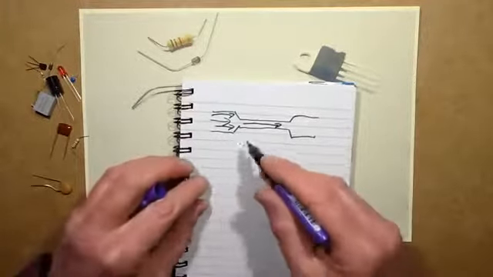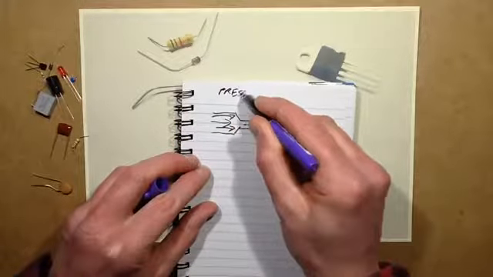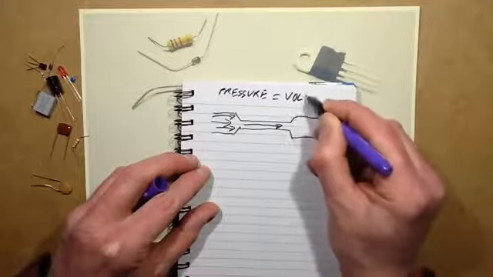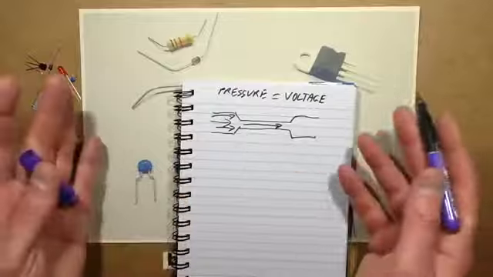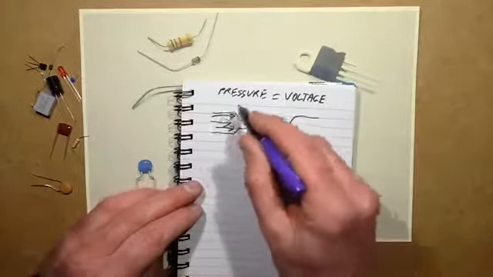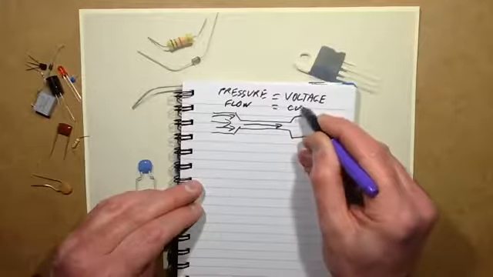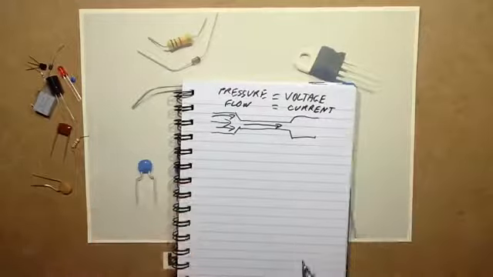And in this case, with the water analogy, the pressure of the water equals the voltage. And it's quite interesting that the Chinese sometimes refer to the voltage as pressure, and that's exactly what it is. And the flow of the water equals the current. So the higher the flow, the higher the current.